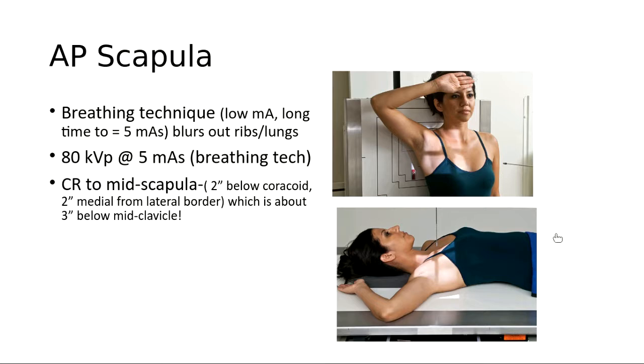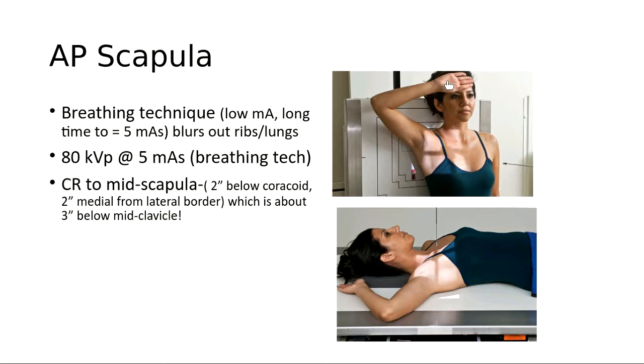You want to abduct the arm 90 degrees and supinate the hand. What this does is move the scapula more laterally, and it clears more of the thoracic structures when she brings her arm out like that and then supinates her hand. Bringing the arm out pulls the scapula more lateral, and supinating the hand just clears it of more structures.